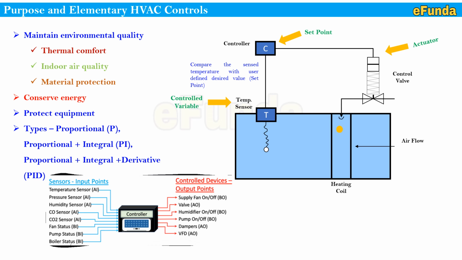Then the control devices, that is the output points: supply fan on off, that is a BO, that is a digital output; valve, analog output; humidifier on off, that is a BO; pump on off, that is a BO; damper, that is an AO; VFD is an AO. This is how the inputs are connected and the control output is achieved through the controller.